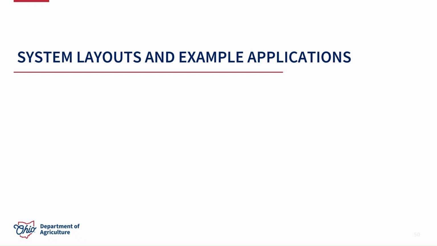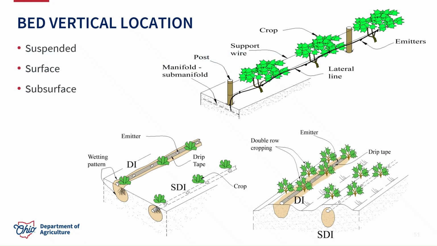Now we're going to look into some example system layouts and example applications of where these components may be found in a microirrigation system in the field. First, we'll look at where that microirrigation system is located vertically within a bed.